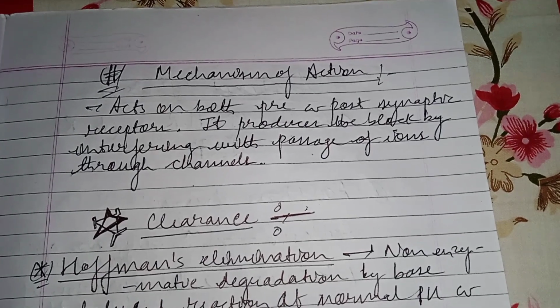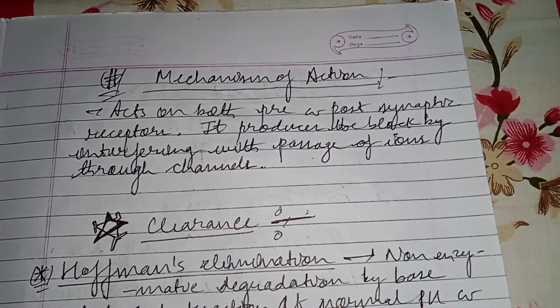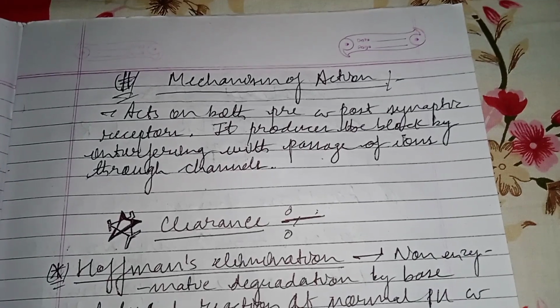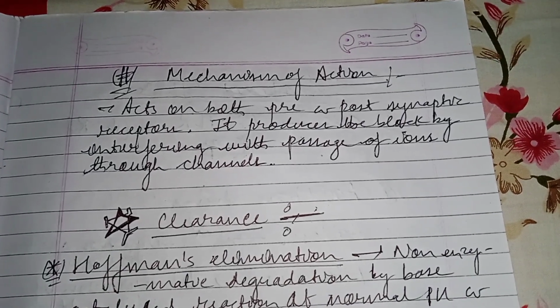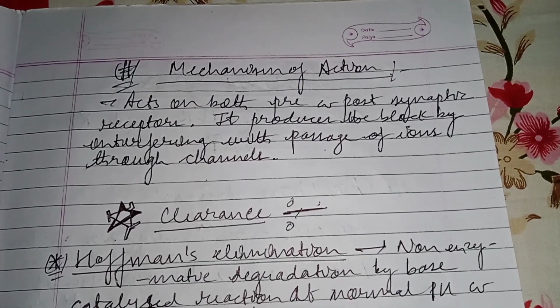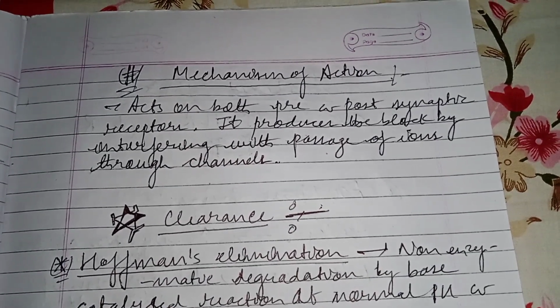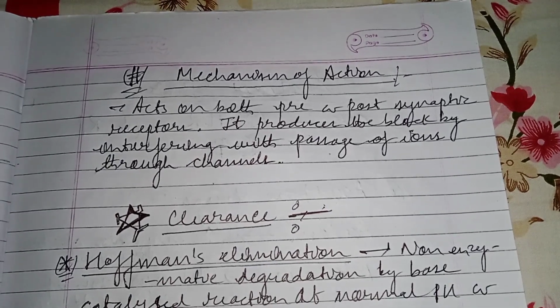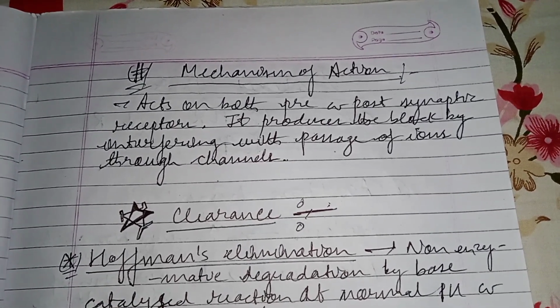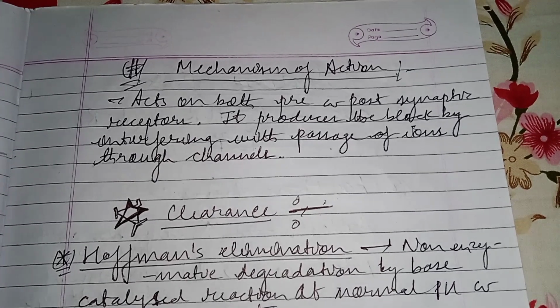The drug acts on both pre and post synaptic receptors. It produces the block by interfering with the passage of ions through the channels. So Atracurium acts on both the pre and post synaptic receptors and thus produces the block by interfering with the passage of ions through the channels.